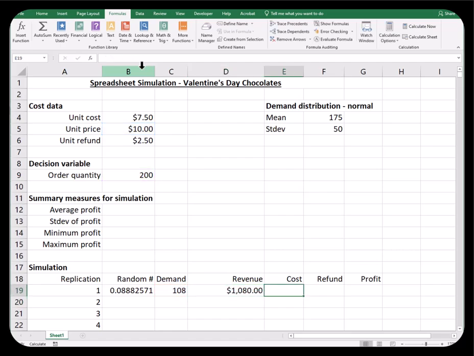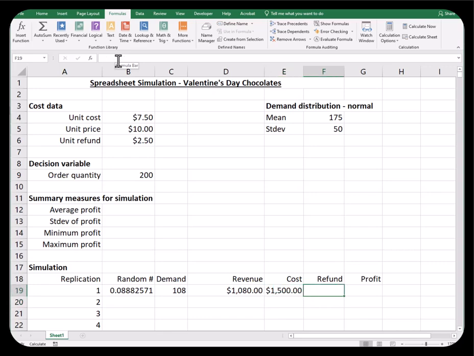Next will be the cost. The cost will be the same for every single replication, just the order quantity times the unit cost. And since we're simulating with the same order quantity of 200, we'll always have B9 times the cost of B4. So that will always be 1500.